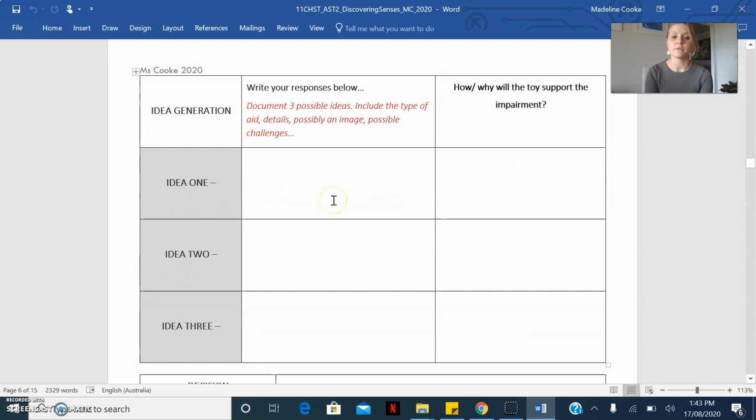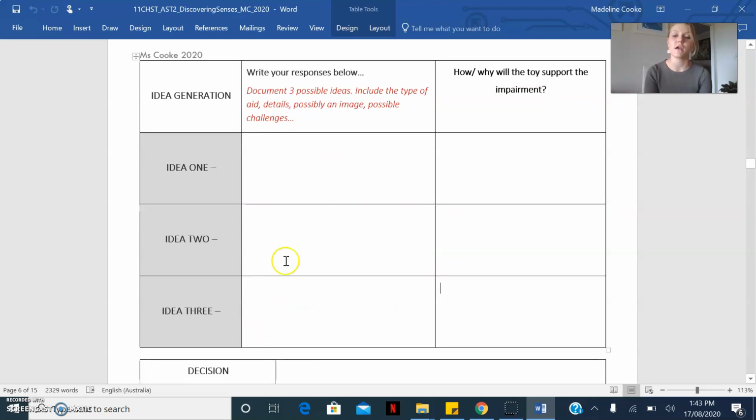Now, idea 1. So document 3 possible ideas. Include the type of aid, details, possibly an image, or possible challenges. Okay? How and why will the toy support the impairment? Okay, so your first idea gets written in here, and then a justification. Idea 2, and a justification, and idea 3, and a justification. It's important that we think of more than one idea, because idea number 1 might not be able to be achieved, or it might not be practical.